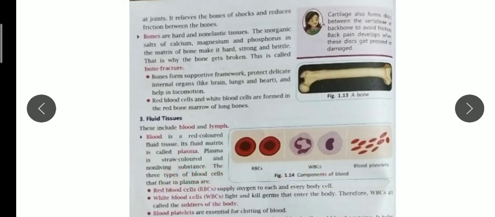So there are three types of cells: red blood cells, which supply oxygen to each and every cell because they contain hemoglobin, which is a red pigment. Hemoglobin has the capacity to absorb and carry the oxygen, and when it combines, it forms a product called oxyhemoglobin.